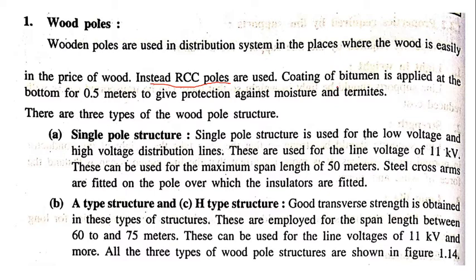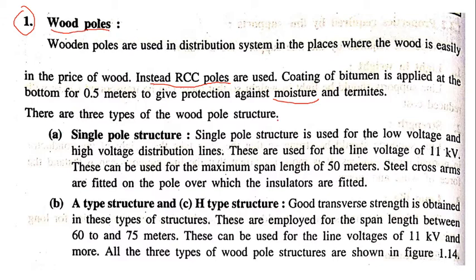Now a coating of bitumen is applied at the bottom 0.5 meter to give protection against moisture. Okay, so we need to protect our wood, because if we are not protecting our wood, it is going to be damaged due to the moisture.